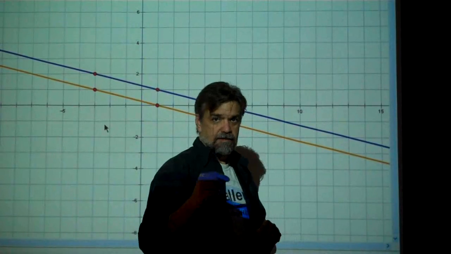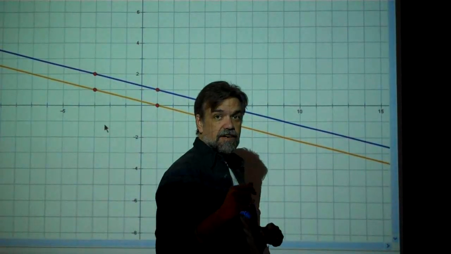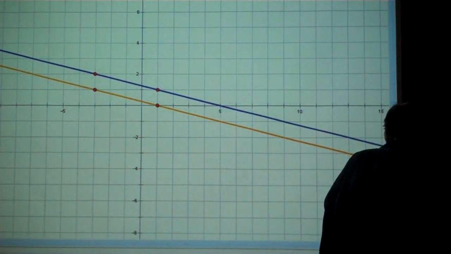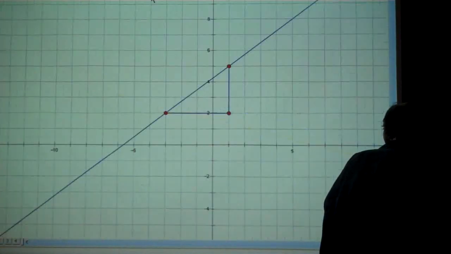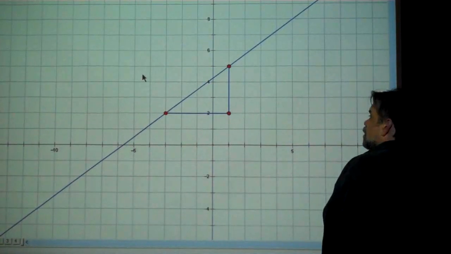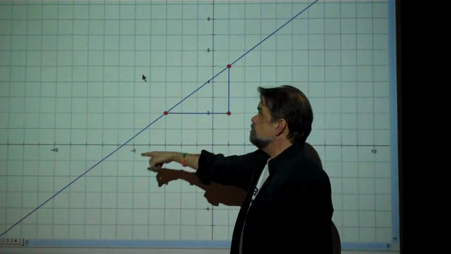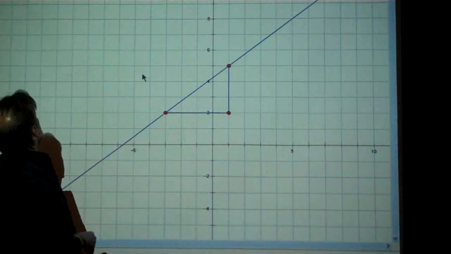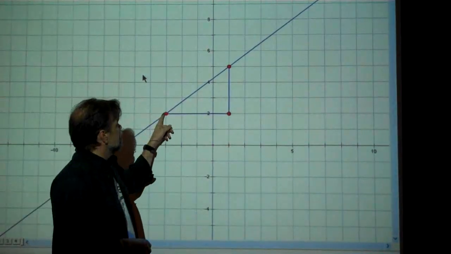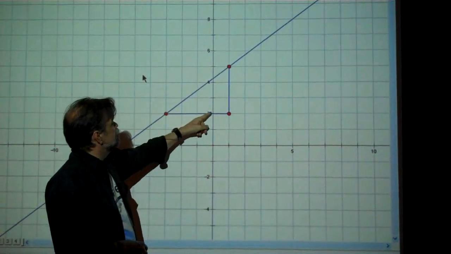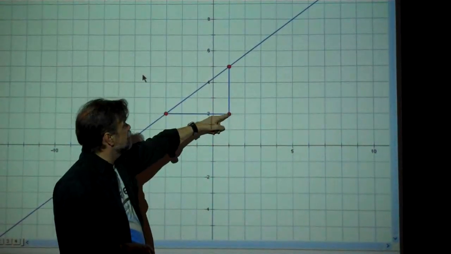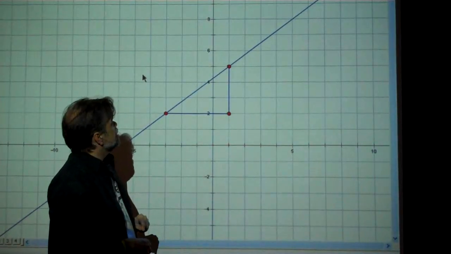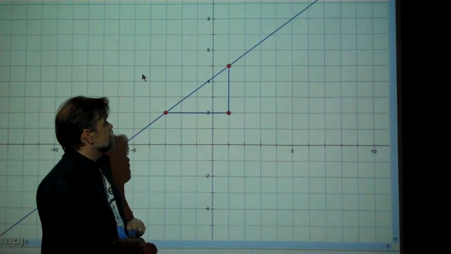Now let's look at the more interesting case, I think, and that's perpendicular lines. Here we have a line, and we can measure the slope of this line. The slope of this line is 1, 2, 3, 4. My x is increasing by 4, and 1, 2, 3, my y is increasing by 3. So that means that the slope is 3/4.